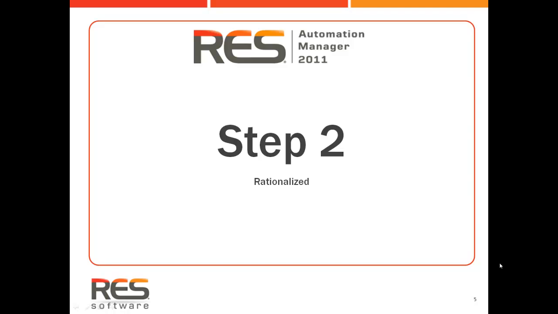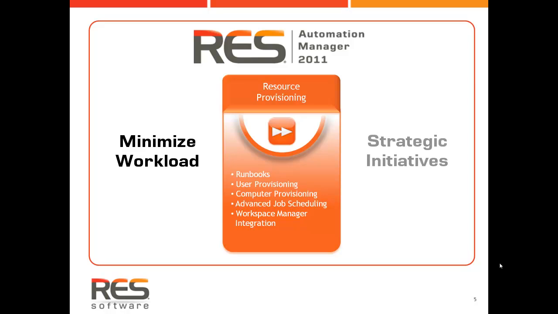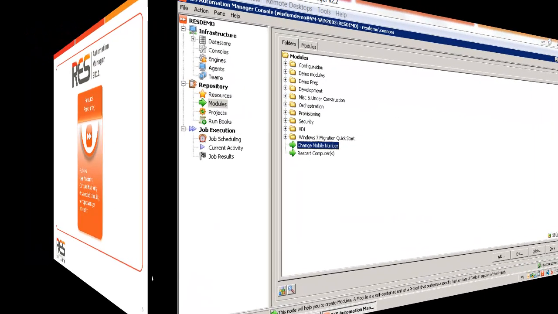This video will explain how to move from a standardized IT infrastructure to a rationalized IT infrastructure by creating runbooks and recipes on how changes will be implemented in your environment. Runbooks will allow the IT administrator to create change recipes that they then later on can delegate to service desk. This will help minimize the workload of the IT administrator and make time for more strategic initiatives. So let's move over to the demo environment.